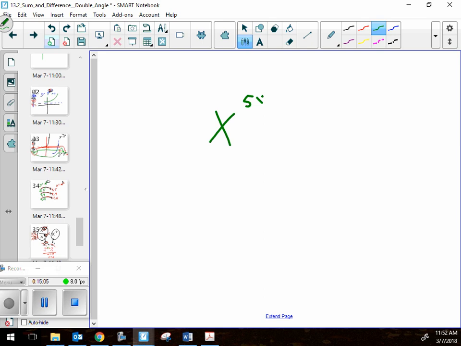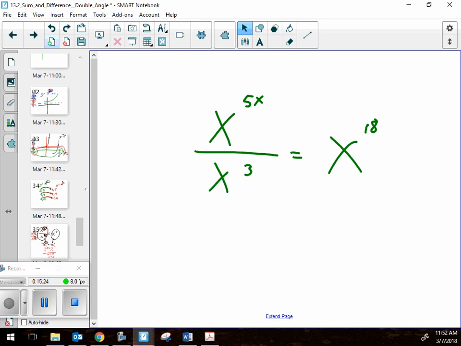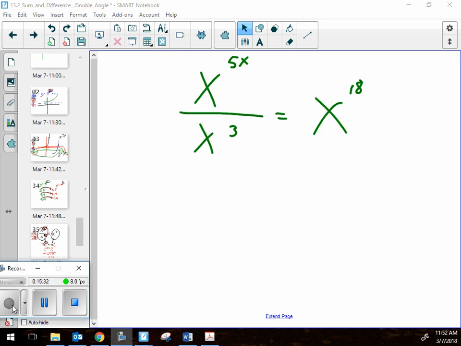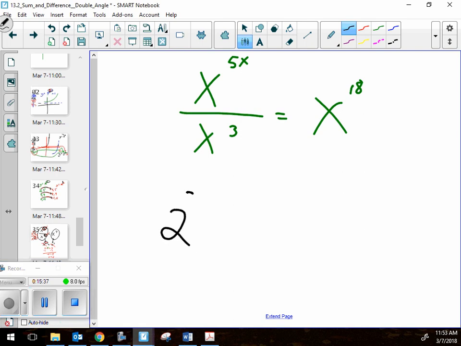X to the 5x, this is going to get weird, over x to the 3 is equal x to the, let me think now, /18. Solve. I'll pause for a minute. So you see if you can set up an equation that would make it so the bases are the same. I can tell some kids are already done with that, so I'm going to just give you one more that would be similar. 2 to the 3x is equal to 1 over 16 to the x plus 4.